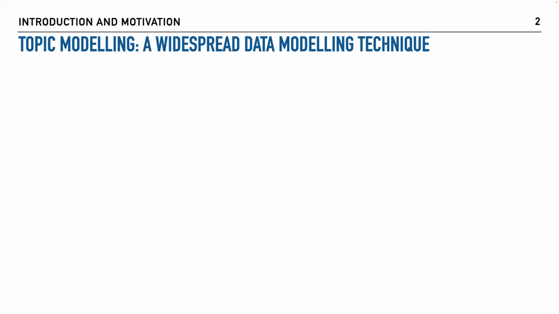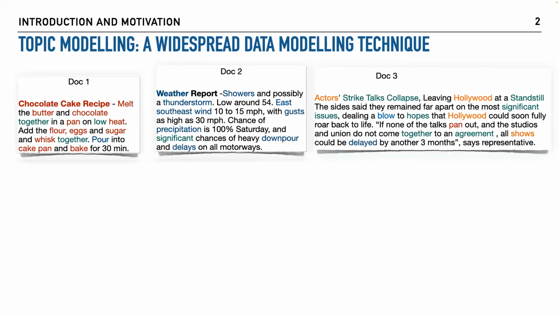Topic modeling is a widespread data modeling technique. Usually the setting is as follows. Suppose you observe a corpus of documents. Here I have 3. The idea is that each of these documents has a set of topics that can be associated with them. For instance, in document 1, I have a recipe, so let's say it's topic cooking. Document 2 is just a weather report, so let's say topic weather. Document 3 is a piece of news, and here we could say it's going to be society and entertainment.